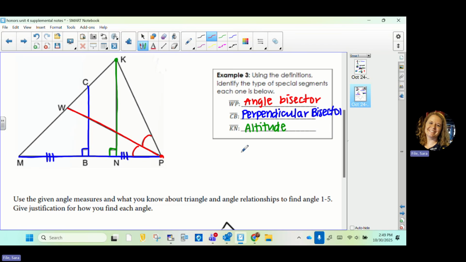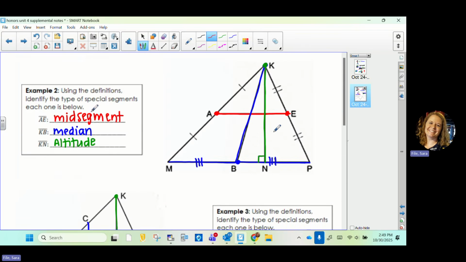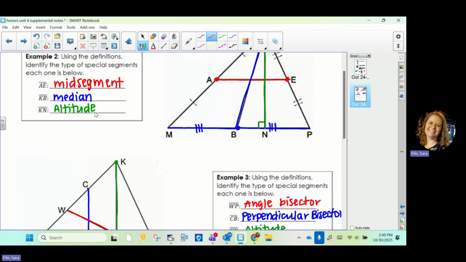So our special segments are angle bisector, perpendicular bisector, altitude, median, and mid-segment. So those are the 5 special segments that we learned about.